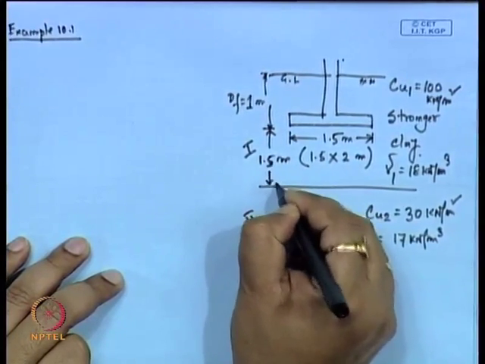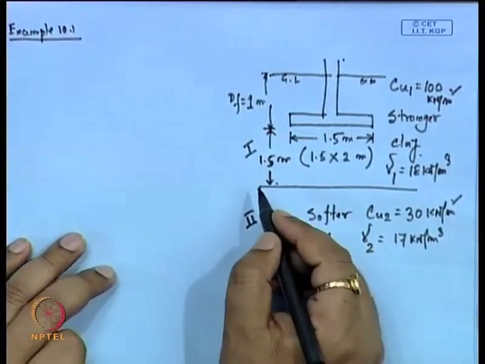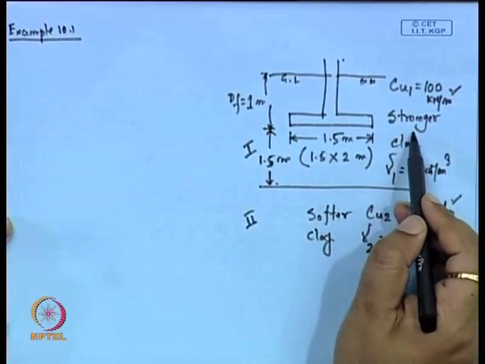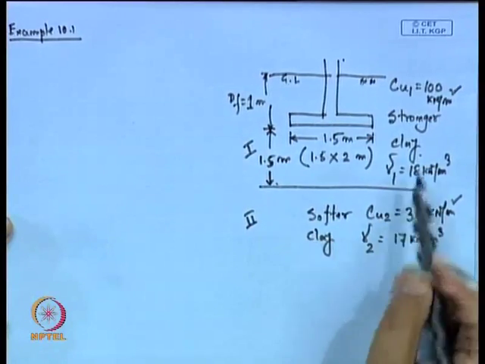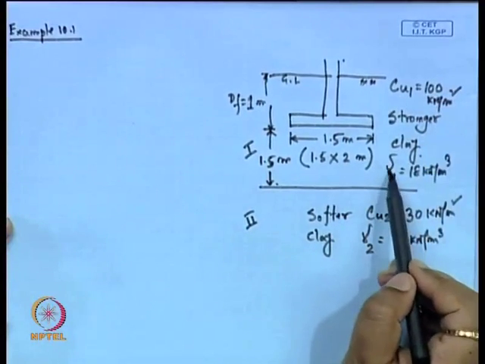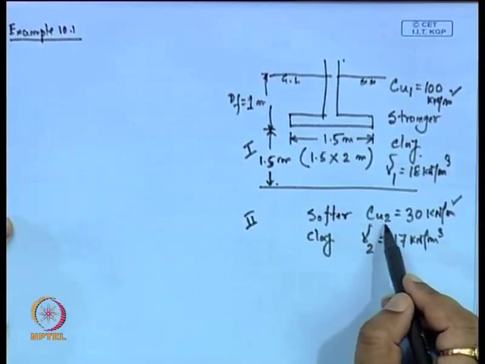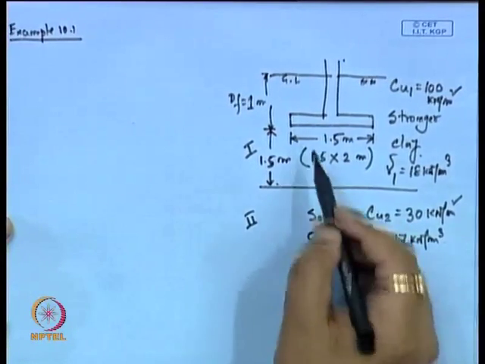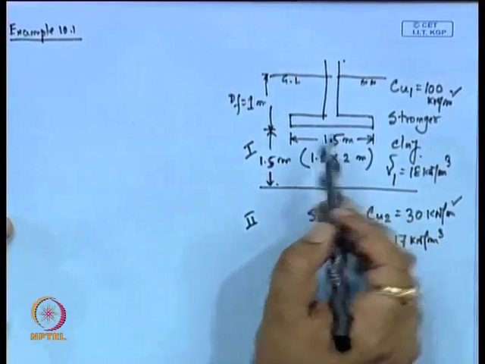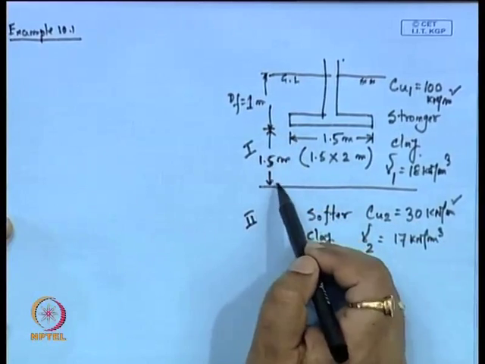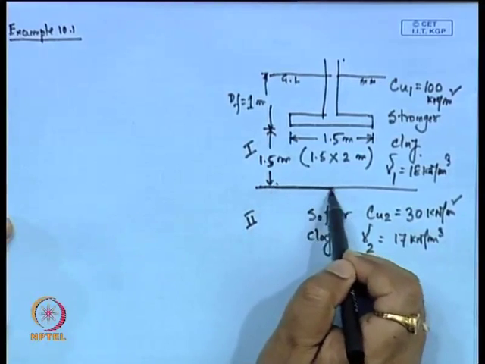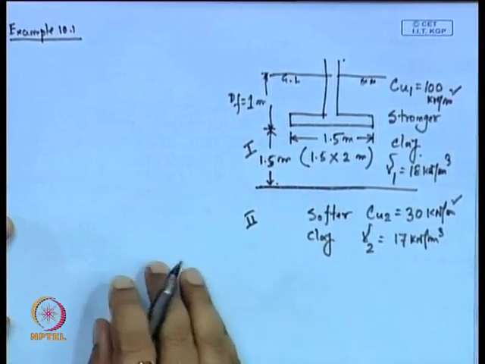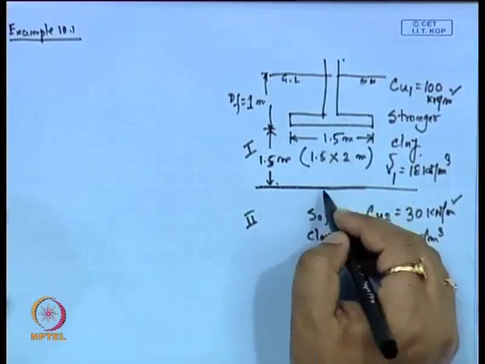So this is the depth of the soil from the base of the foundation. Layer 1 is stronger clay, layer 2 is softer clay. The cohesion of layer 1 is 100 kilonewton per meter square and gamma1 is 18 kilonewton per meter cube. Cohesion of layer 2 is 30 kilonewton per meter square and gamma2 is 17 kilonewton per meter cube. The dimension of the footing is 1.5 cross 2 meter, the depth of foundation is 1 meter, and the depth of the first layer is 1.5 meter from the base of the footing. Now we have to determine the bearing capacity of this foundation in the layered soil system.